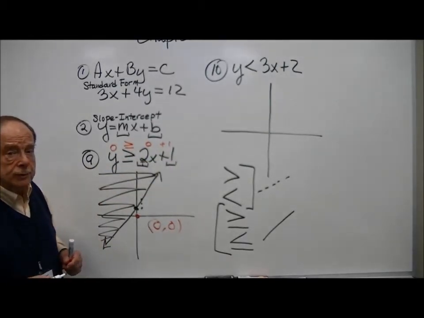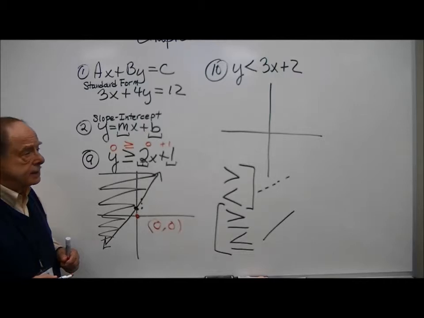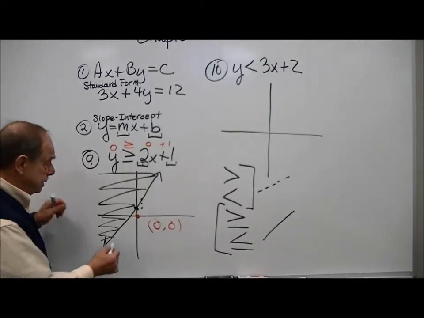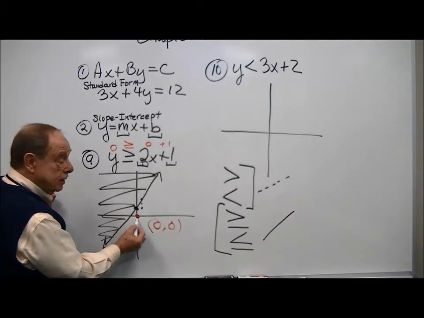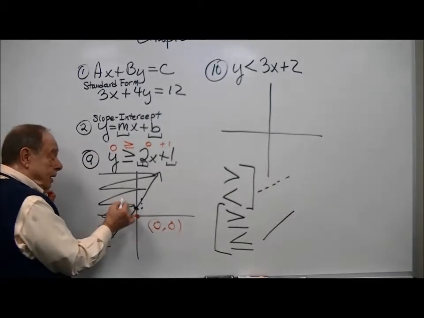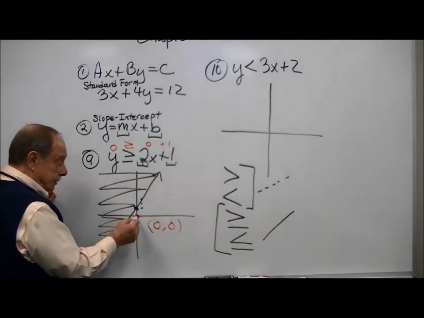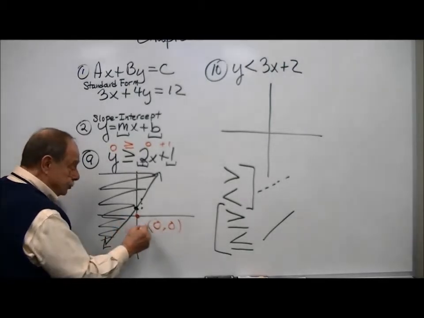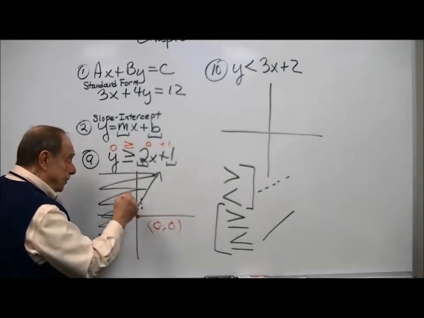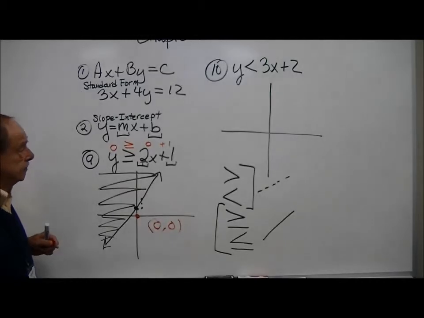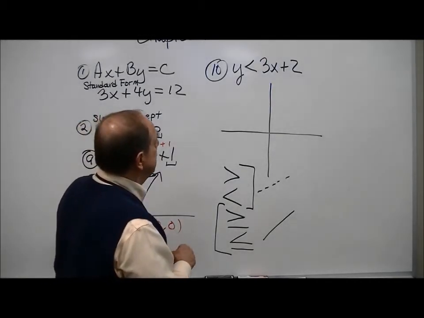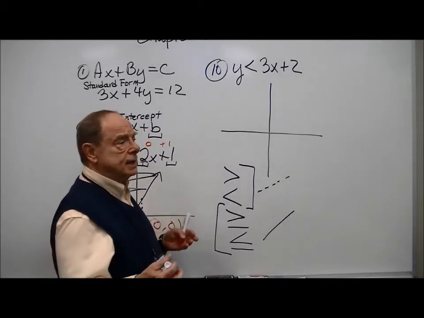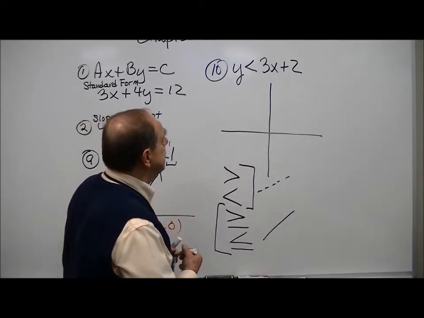Is that true? And you think on it and you say, no. So this is not the area where you shade. You shade on the other side of the line. Because if you shaded here, that's not true. And that's the other test. So let's do this one over here.